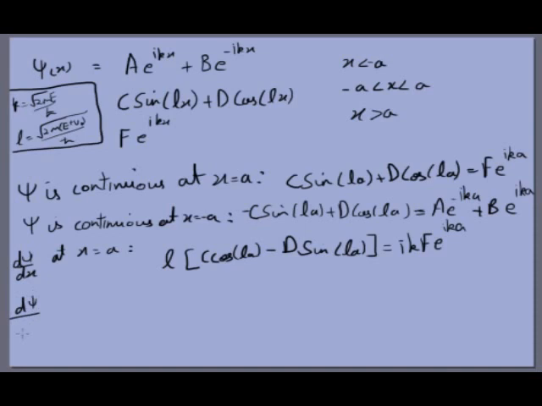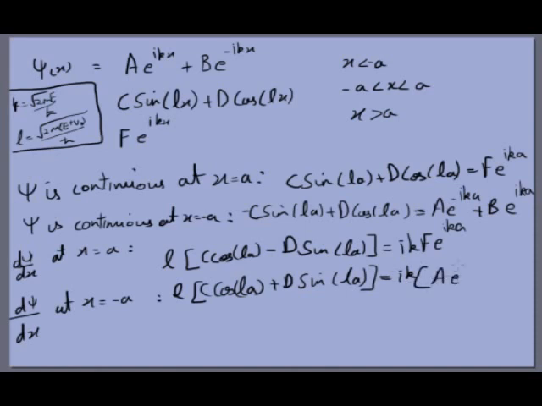Finally, we have d psi by dx continuous at x is equal to minus a, and this gives us L times c cos La plus d sine La is equal to iota k times a e to the power minus iota ka minus b e to the power iota ka. So this is it. We have 5 variables, we have 4 equations, and that is fine because we just need to find the ratios.